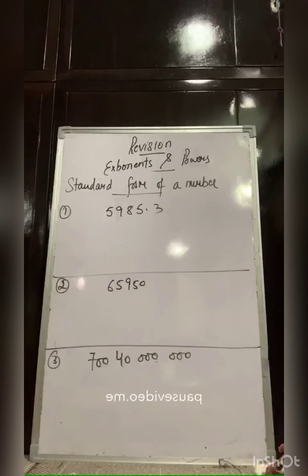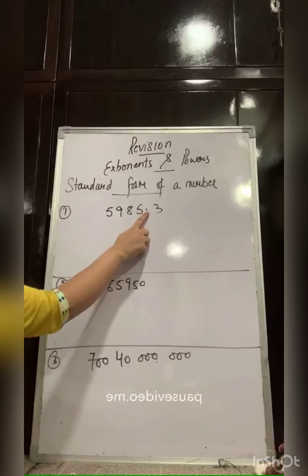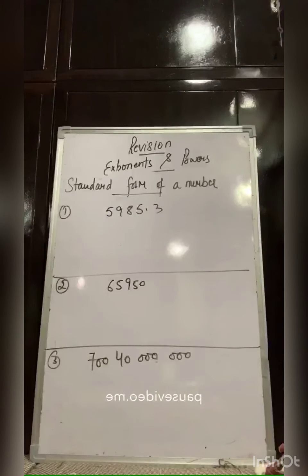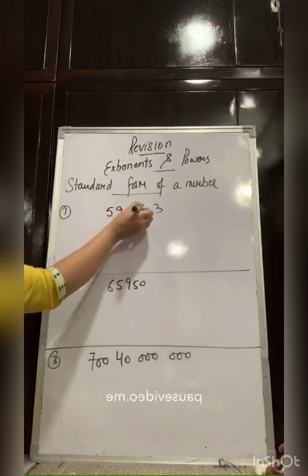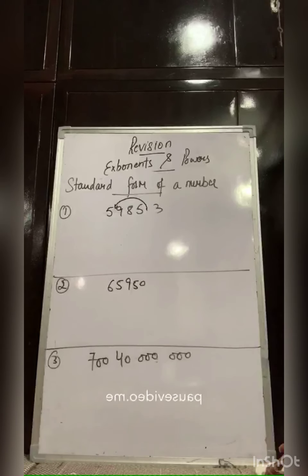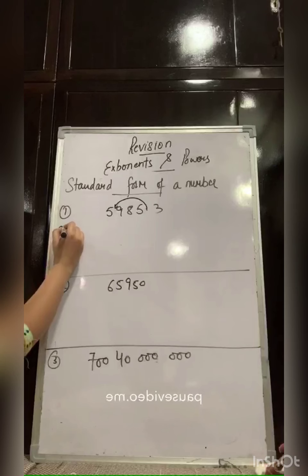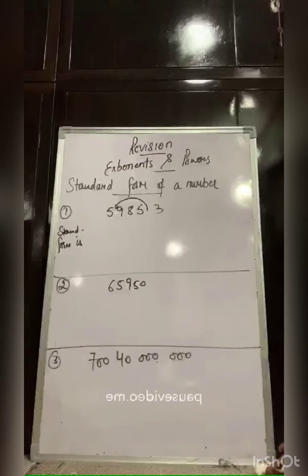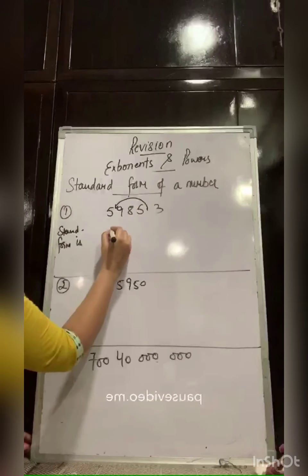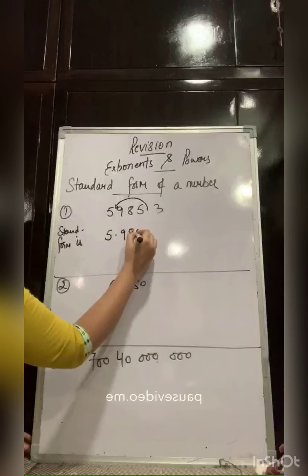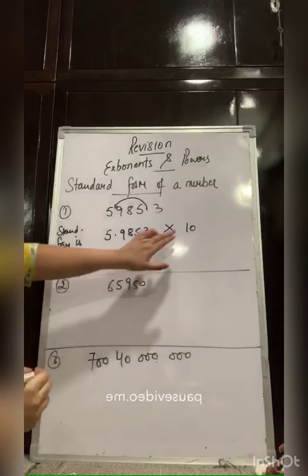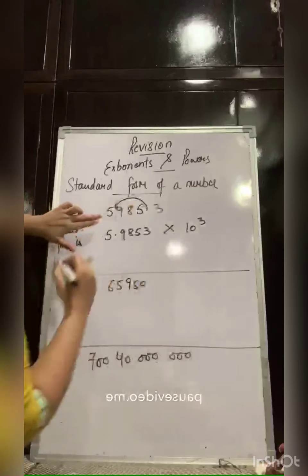Now we can see here our decimal is after the 4 numbers. So what we have to do? We have to shift this decimal after 5. So what is the standard form? We will write the standard form as 5.9853 multiplied by 10 to the power 3.